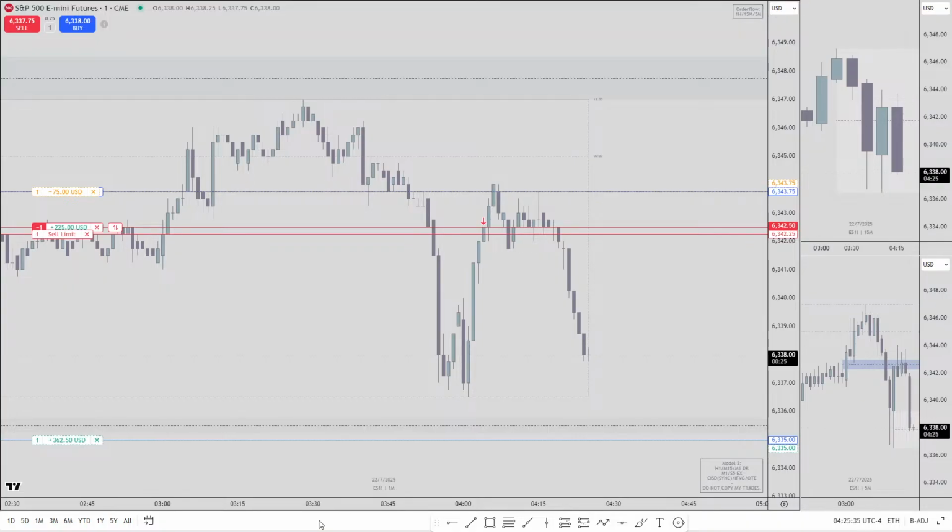It doesn't make sense, right? To trade up all the way there after tapping into new week opening gap.